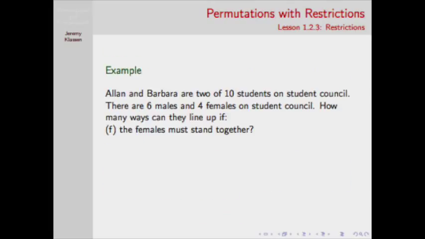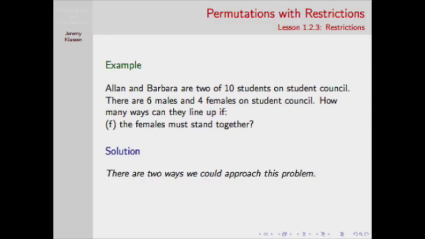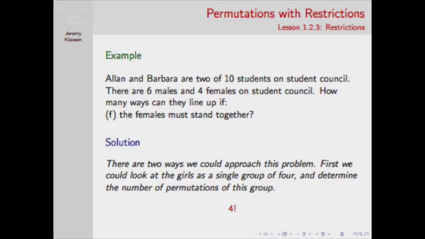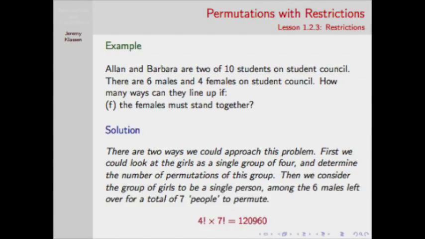Now let's revisit an old grouping question here. How many ways can these students line up if the females must all stand together? As we've seen in previous questions like this, there are 2 ways we could approach this problem. First, we could look at the girls as a single group of 4 and determine the number of permutations of this group, which will be 4 factorial. Then we consider the group of girls to be a single person or a single object. Together with the 6 males left over, that's a total of 7 objects or people to permute, and we'll write this as 4 factorial times 7 factorial for our grand total of 120,960 permutations.